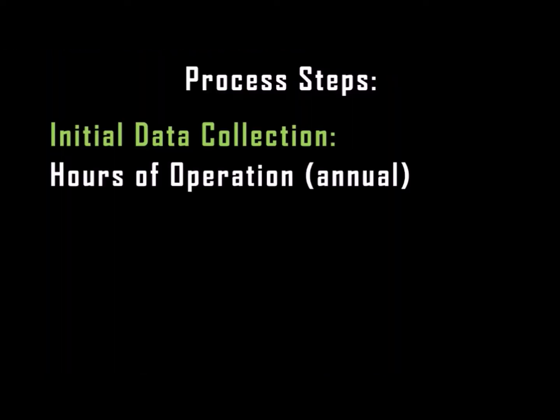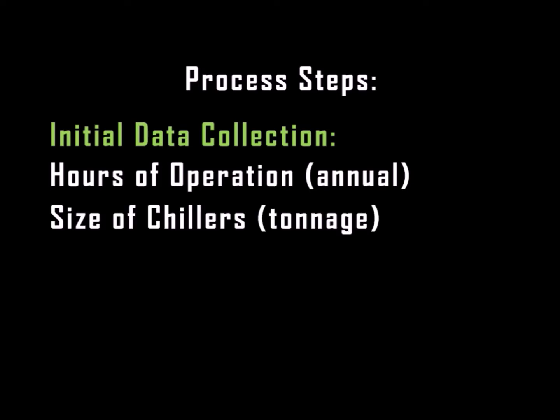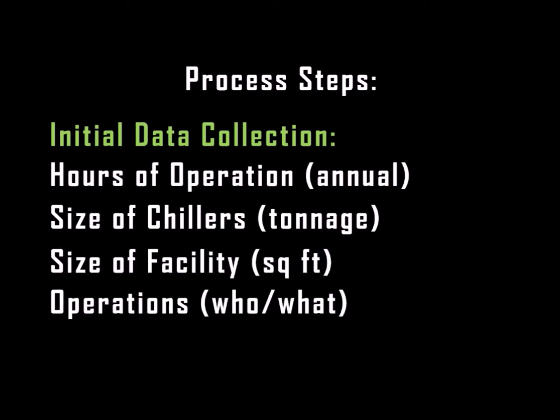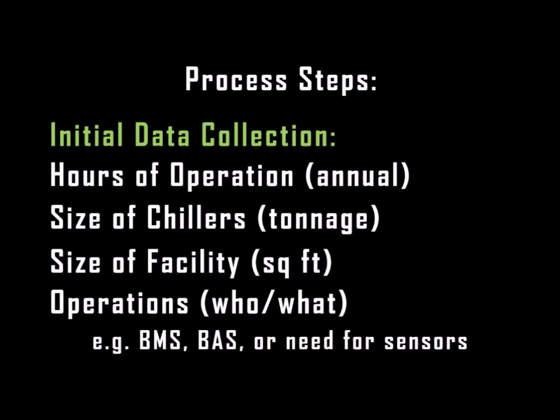Dilip, tell us a little bit about some of the steps that you take engaging with a customer for this incredible breakthrough algorithm. The first step is for the customer to provide us some basic information on the facility, such as how many hours does it operate, is it 24/7 or 10 hours a day, the size of the chillers that are installed in the facility, maybe the square footage, and the general operating conditions in terms of who operates the system, whether there's a building management system in place or not.